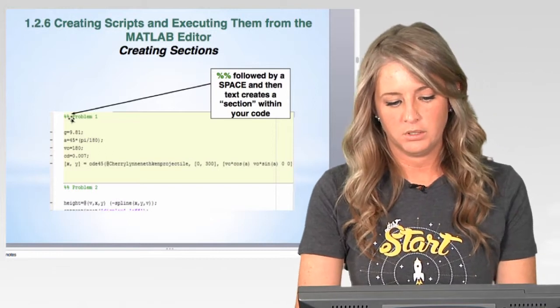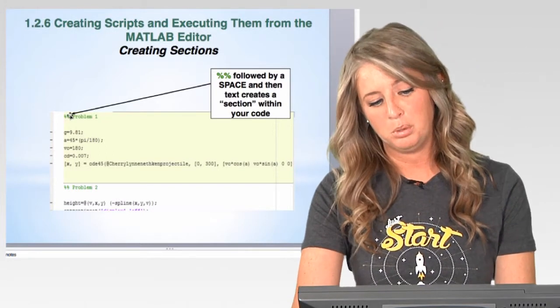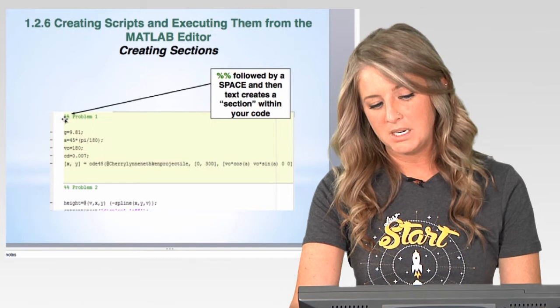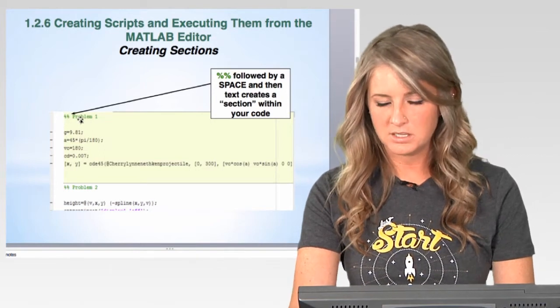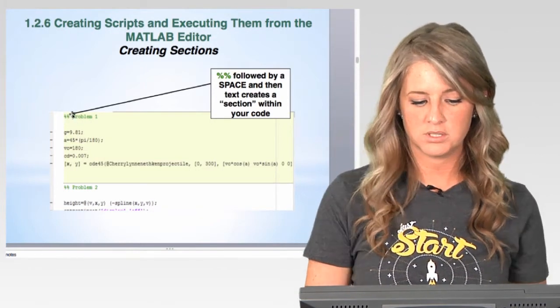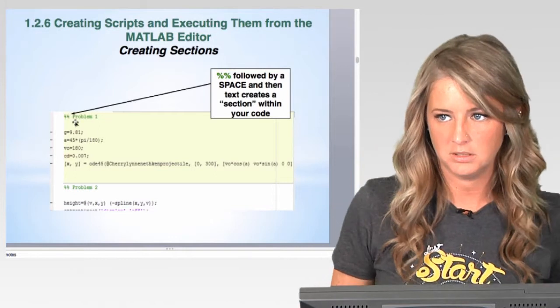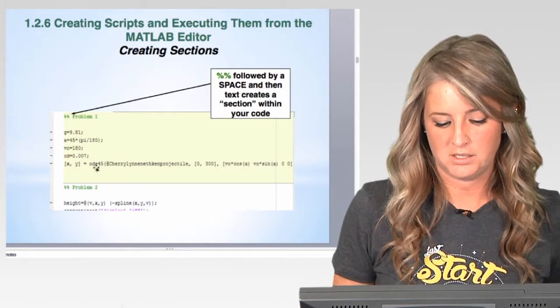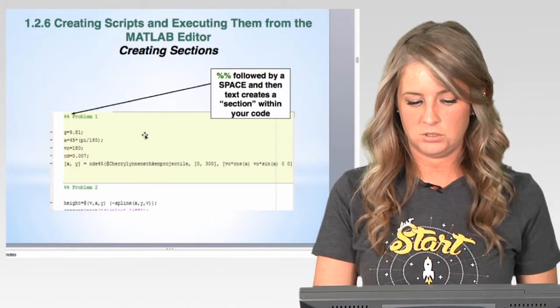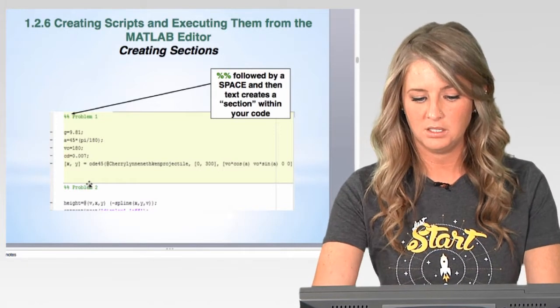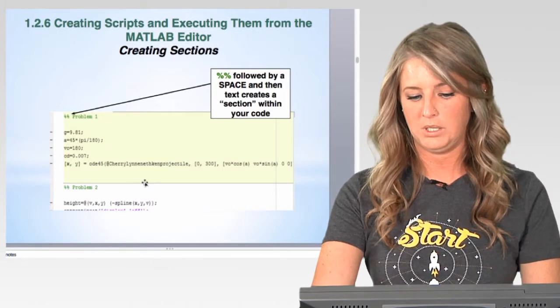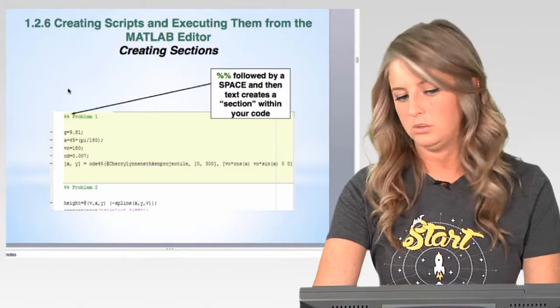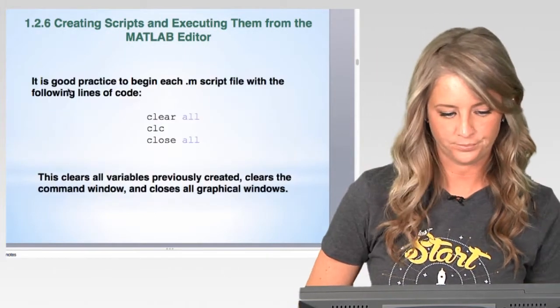The important thing when you're creating the sections is to make sure that you put the space between the 2 percent signs and your text. If you do not do so, it is just going to create a comment. It does not create the section. Again, when you're creating sections, make sure that that section is highlighted and that you have the thin gray line between each section. Otherwise, you have not created a section.